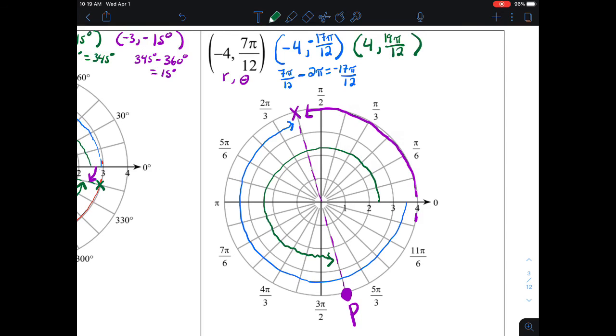Now let's say I did not have the graph to look at. What I could do is, remember, when I have the negative radius, I am landing on the wrong half of the circle. So if I took this 7 pi over 12 and I added half a revolution to it, which halfway around the circle is pi, so if I take 7 pi over 12 and add a pi to it, that's going to give me 19 pi over 12.